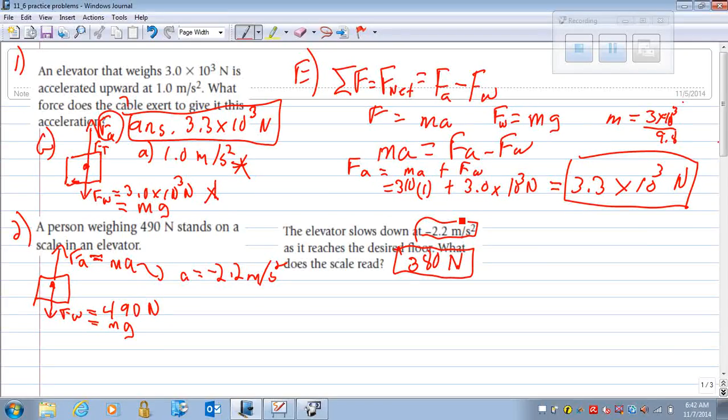So again, let's do our equation here. Our equation says that the sum of the forces is equal to the net force, which is equal to the applied force minus the weight force. And this time, what we're looking for is, again, what the scale read, that means that we're looking for this applied force right here. This is the question.